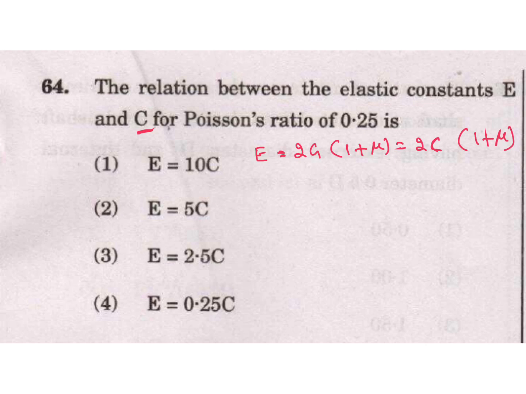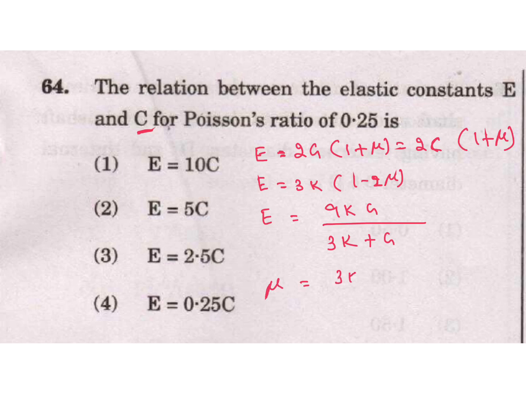So for K, E equals 3K into 1 minus 2 mu. And for combining G and K, E equals 9KG divided by 3K plus G. And the mu value also we can find out from here. In some questions in other examinations, they are asking for this mu value also. Sometimes they are asking the K relation.